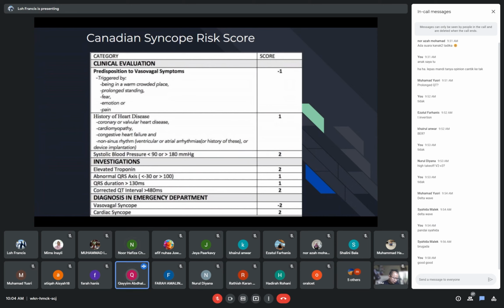Dia ada mnemonik ke atau Hafiza? Mnemonik. Sorry, Koyim. Boleh ulang saya lagi? Ada mnemonik untuk ECG syncope. Ada ke? Boleh share dengan kawan-kawan? Dia apa?